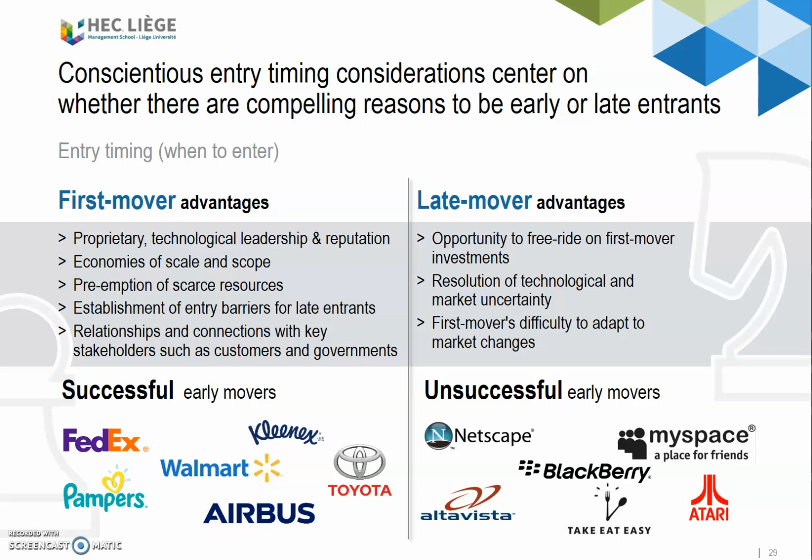Successful early movers. Think about FedEx. They were the first to pioneer express delivery. Now they are everywhere in the world. Airbus. They were the first to build a global plane, and they're still there. Kleenex, Walmart, Toyota. All those companies started international expansion very early, and they are global brands.